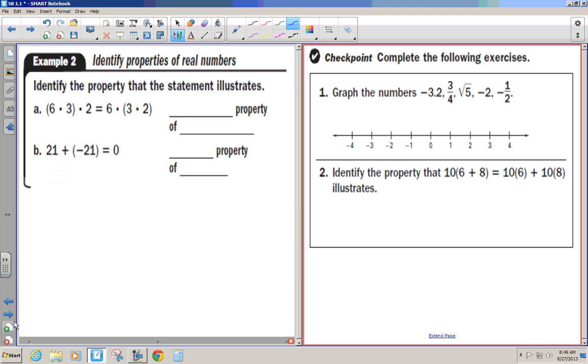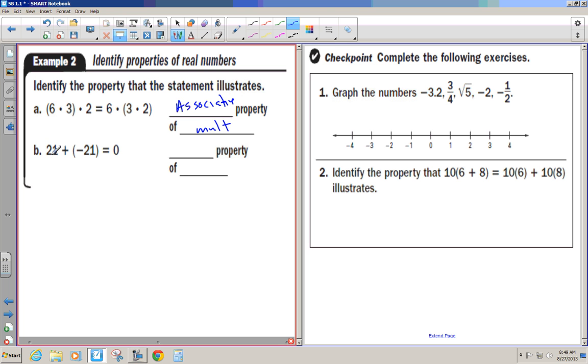All right, so identifying some of the properties. Like I said, we're not going to make a big deal out of this, but let's go over it. So this one right here, see how it's not changing which one comes first. It just changes which thing you use. So this is the associative property of multiplication. Here, look, a number plus its opposite gives you the identity. Therefore, this is the inverse property of addition.